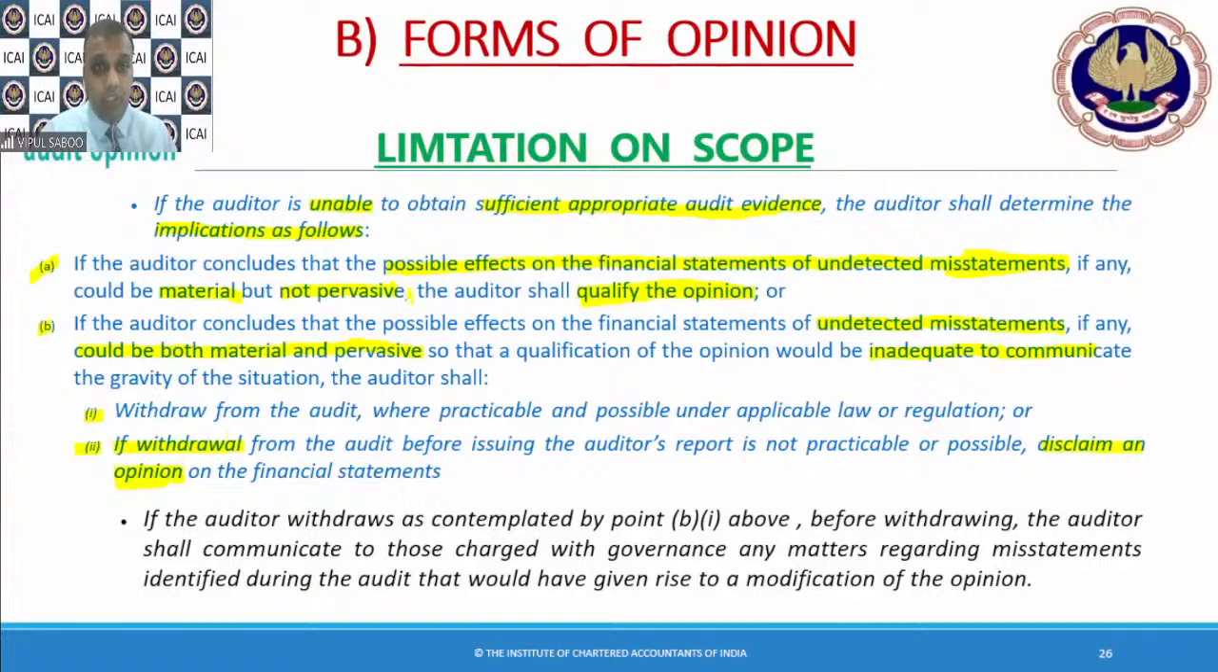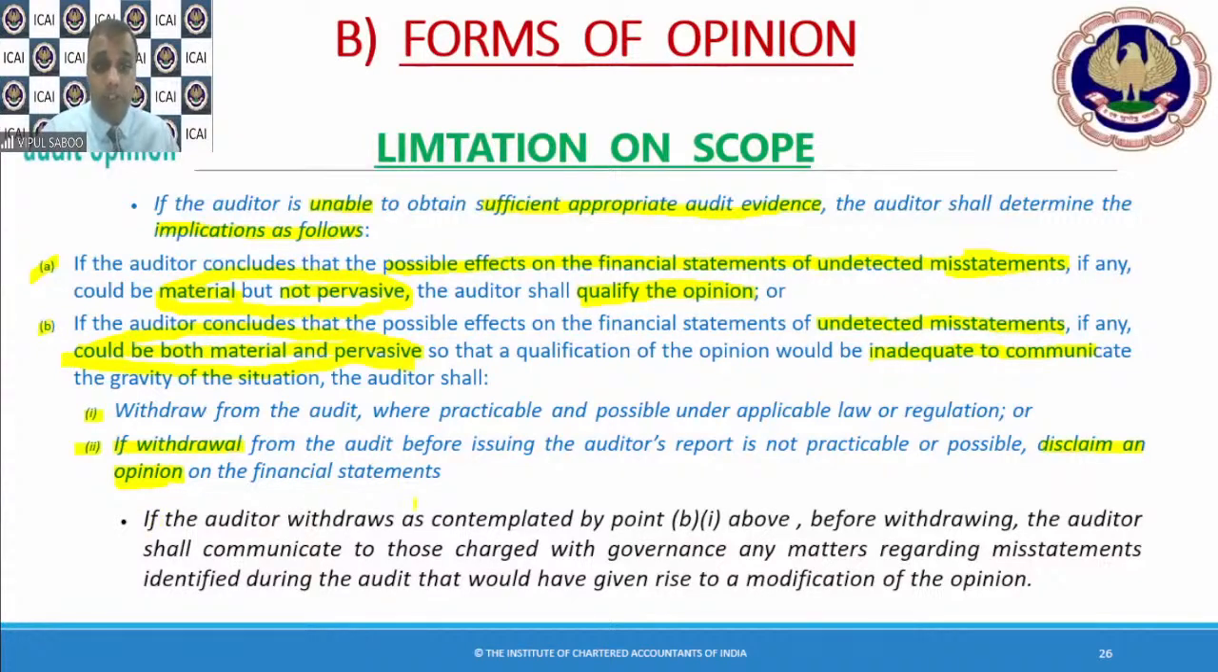Okay. So these are the two important points. Material but not pervasive: he concludes in the absence of sufficient appropriate audit evidence, qualify the opinion. But if he concludes that it could be both material and pervasive, the effect of material misstatements, he'll withdraw from the engagement. If possible. If he is not able to withdraw from the engagement, he would disclaim his opinion.